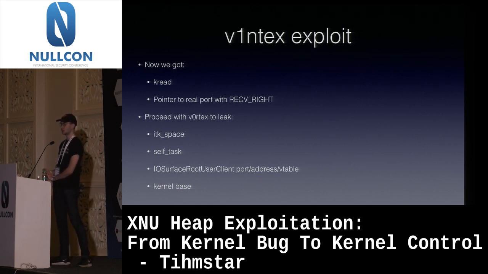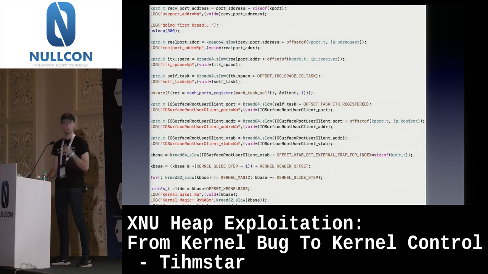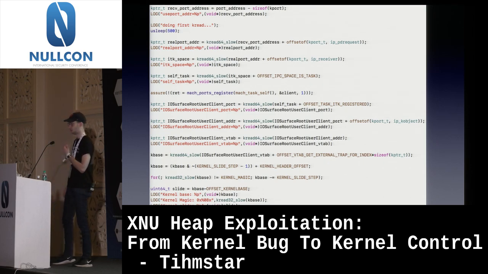And we can proceed with Voucher to leak the IT kernel space, self task, IOSurfaceRootUserClient, the port, the C++ object, and the vtable. And then going through the vtable, we can leak the kernel base. As already presented in the jailbreak talk before, basically you just have this allocation and you leak the pointers. There's a hierarchy of pointers, one object saying, I belong to this, I belong to this. So the port belongs to the space, which belongs to the task.